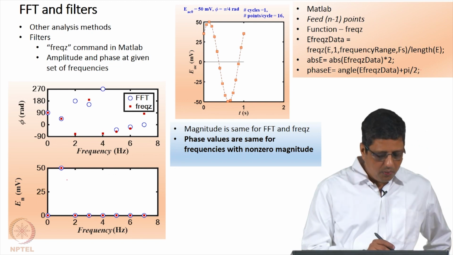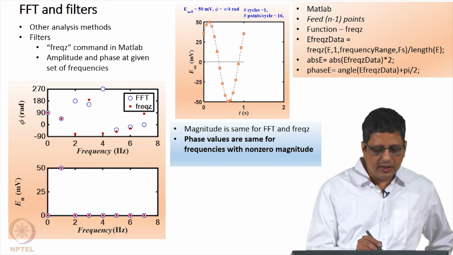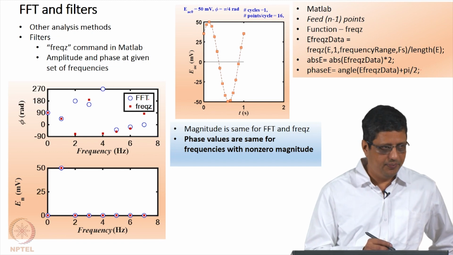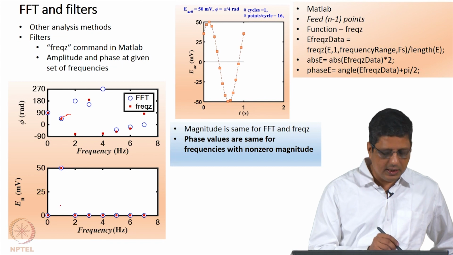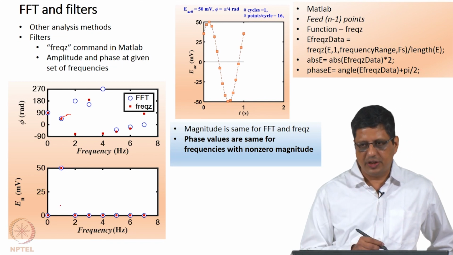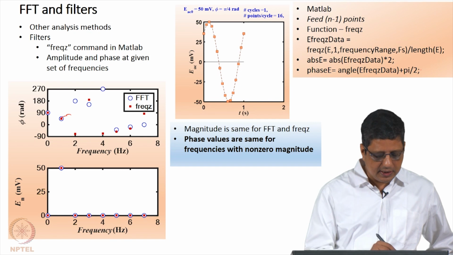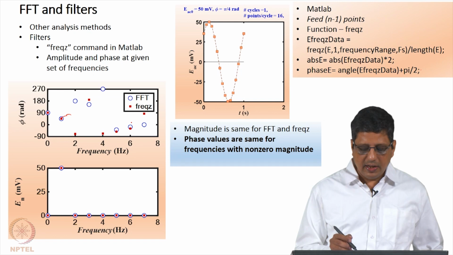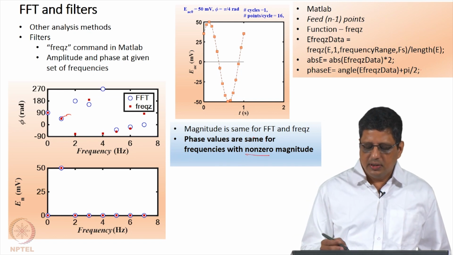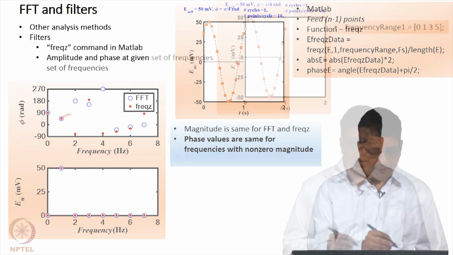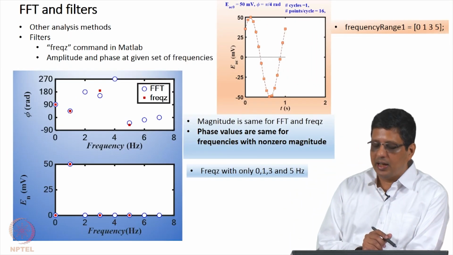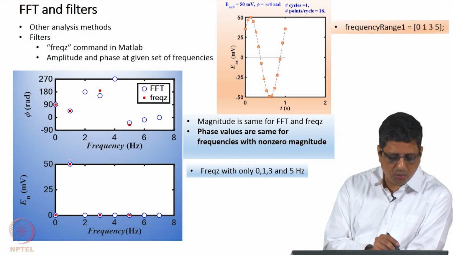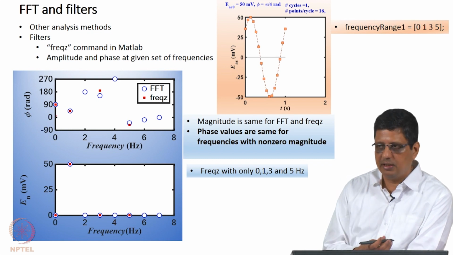Now, when you look at this, the red filled square is the freqz result and the FFT is given by the open circle, and they are the same for the 1 hertz where we have a significant amount of information. At all other locations, the magnitude is 0, and the phase value may or may not match; it does not matter. Whenever the magnitude is not 0, this command works correctly. I can also say I do not want it everywhere, I want it only at 0, 1, 3, 5, and of course, at 1 it will match, the remaining may or may not match, it does not matter.